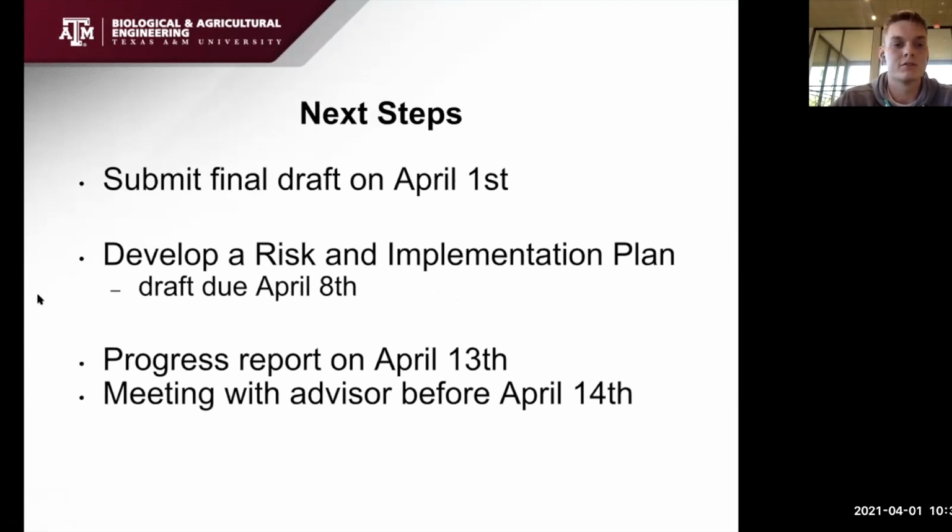So our next steps are to finish the final draft of the economic analysis and turn that in today, April 1st. We'll be working on the risk and implementation plan next, and that draft is going to be due next week on April 8th. Our next progress report is going to be on April 13th, and before April 14th, we'll be meeting with our faculty advisor to discuss further plans.